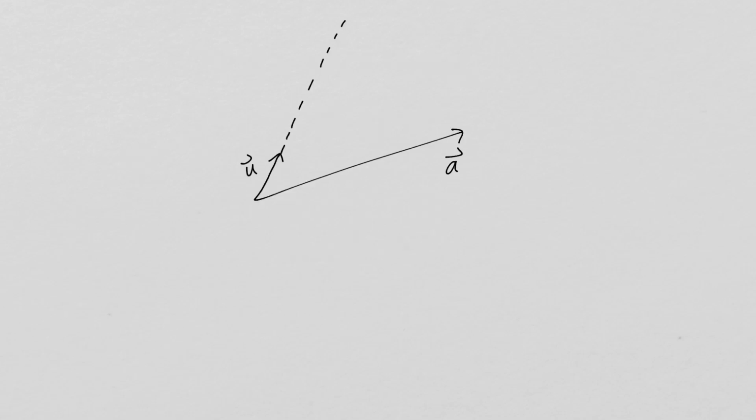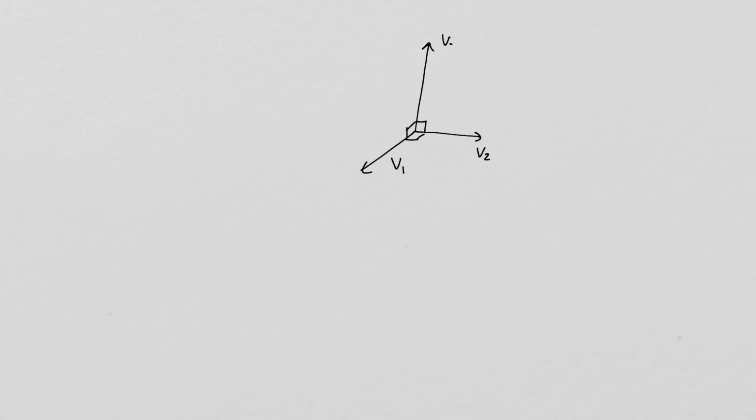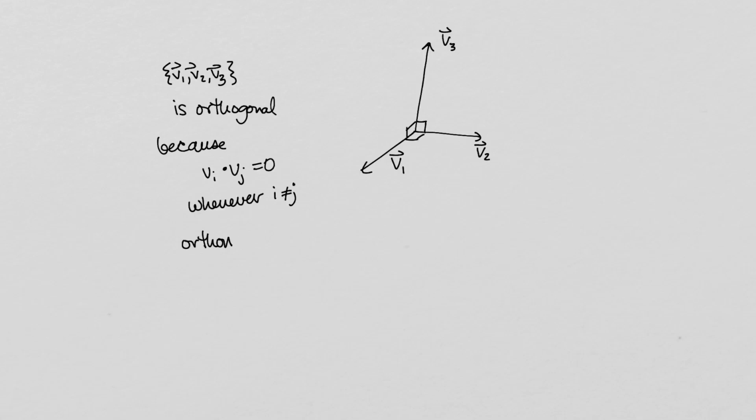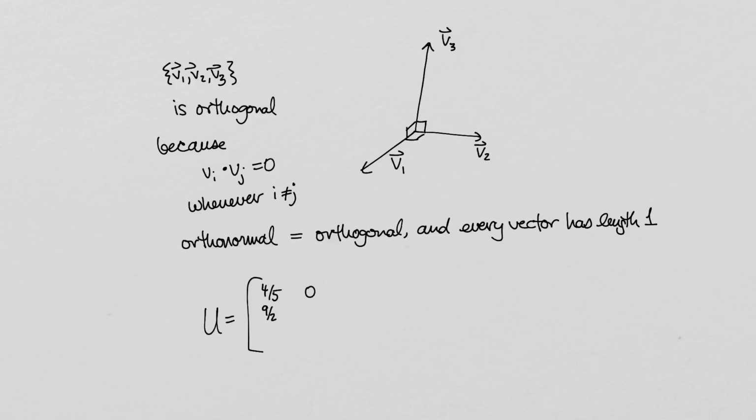To find the component of a vector A in the direction of a unit vector u, we dot A with u. A list of vectors is orthogonal if each pair of vectors in the list is orthogonal. If, in addition, every vector in the list has unit length, we call the list orthonormal. This matrix U has orthonormal columns.